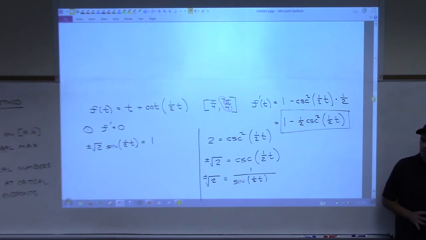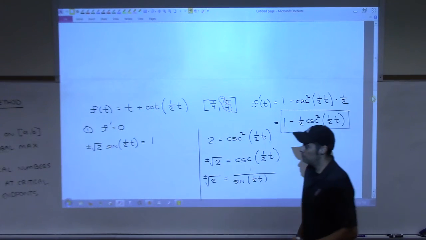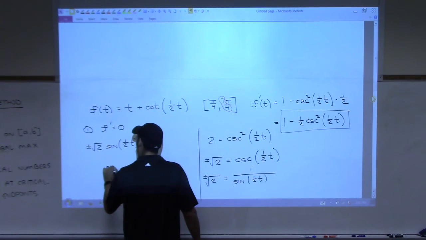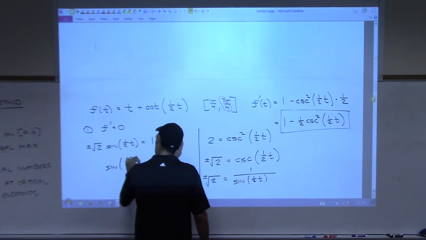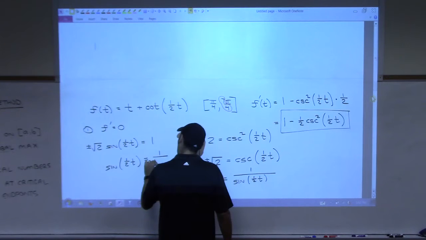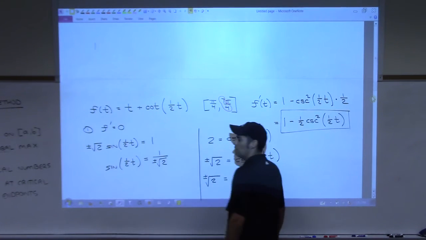Y'all see what I did? Divide by plus or minus root 2. I'm going to isolate sine. Still good?